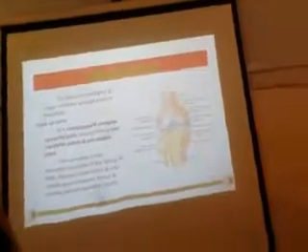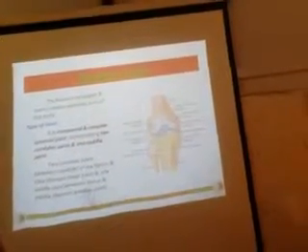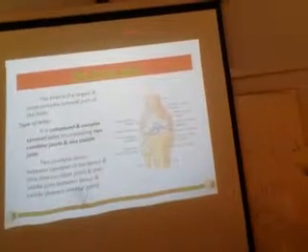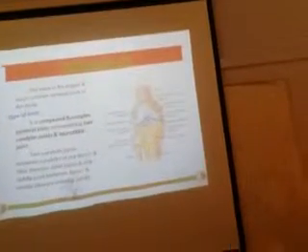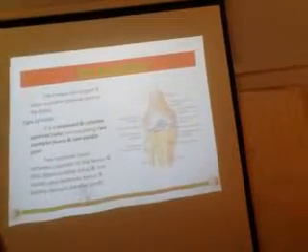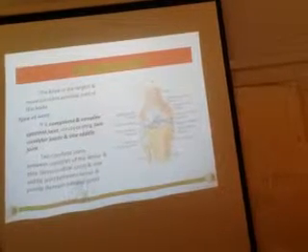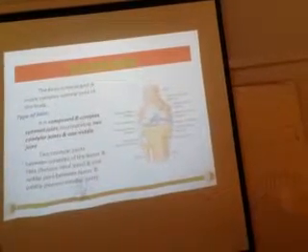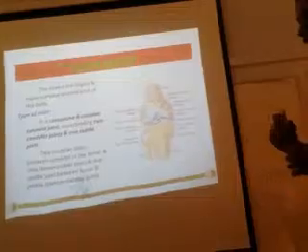Coming to the knee joint. The second very important joint of the body is the knee joint. Why? It is the largest as well as the most complex synovial joint. Largest, most complex, as well as most unstable joint. So it's very important.